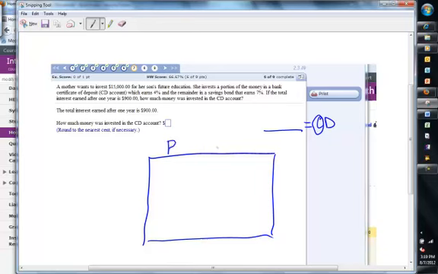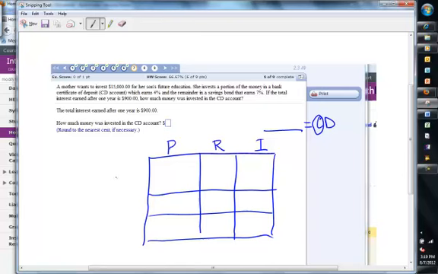Principal times rate is interest. Okay, we've got a CD and we've got a savings bond. Now, in this kind of chart, you always multiply going across and you add going down.